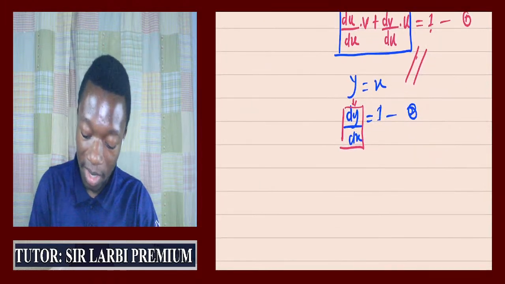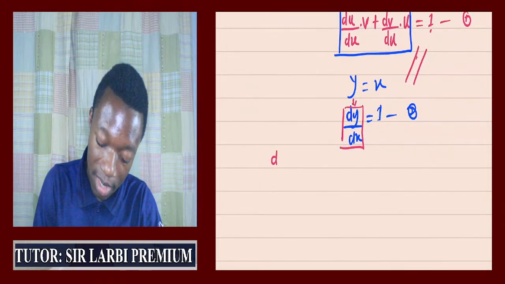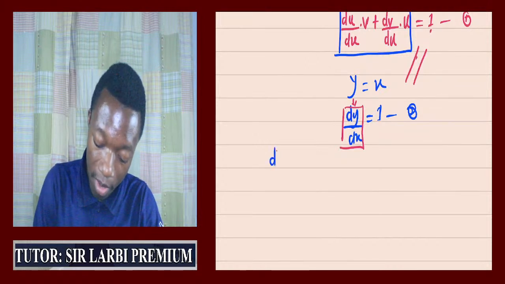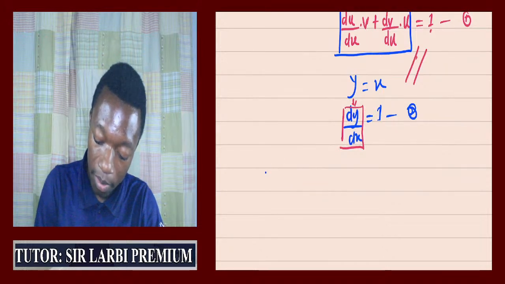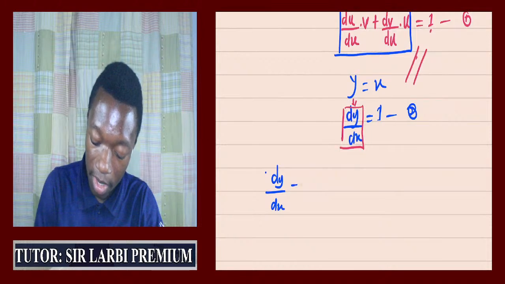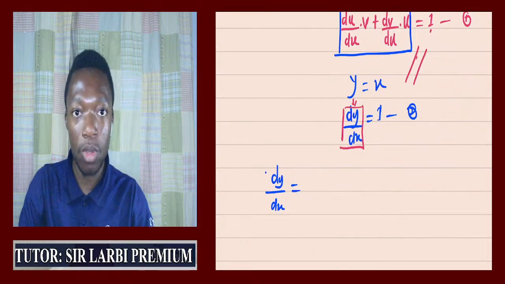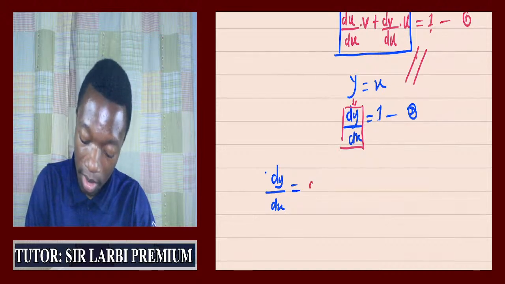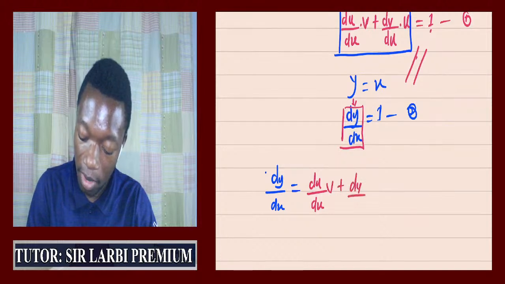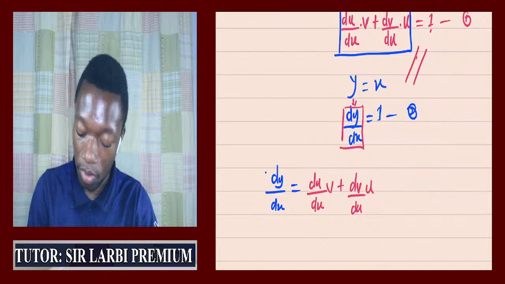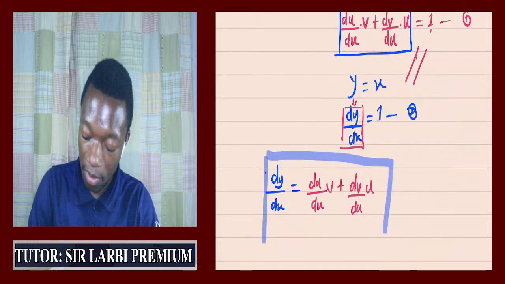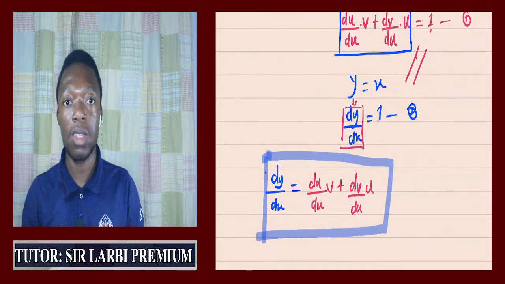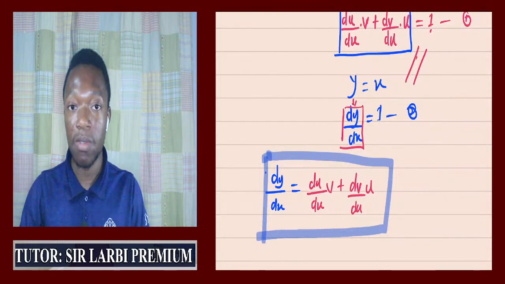So that would then mean that, follow carefully, therefore our dy over dx should give us what? Here is 1 here, so we're going to equate the two. It will give us du over dx times v plus dv over dx times u. And this is what establishes what we call our product rule or product differential. Since you have a product of two functions, this is how we differentiate it.